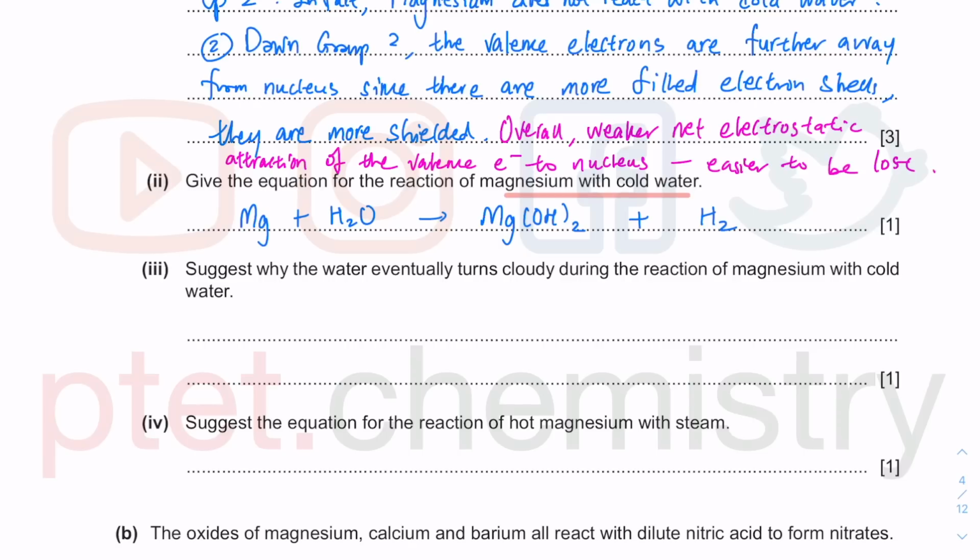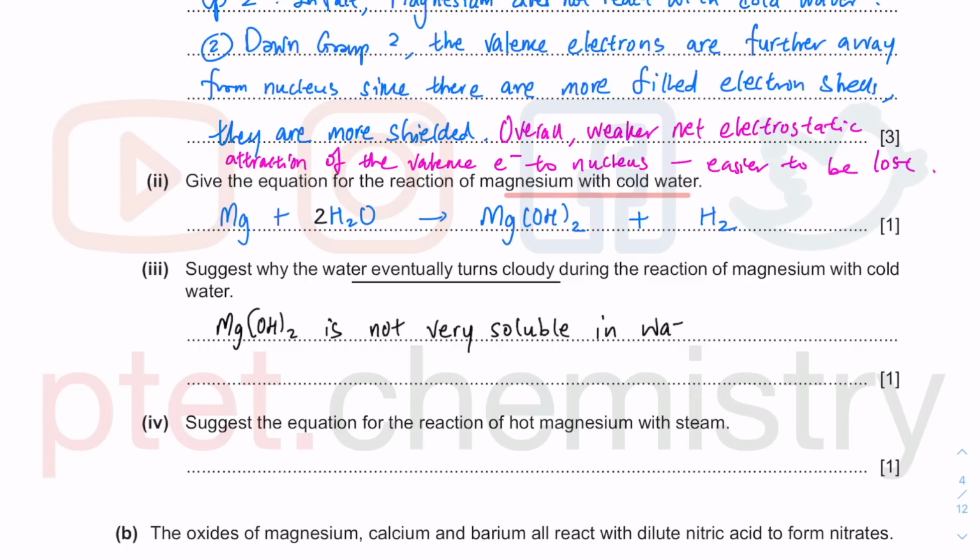We need to balance our equation no matter what. We balance this with 2H2O, that is 4 hydrogen: 2 hydrogen plus 2 hydrogen is 4 hydrogen, and 2 oxygen. So this equation is now balanced. This suggests why the water eventually turns cloudy during these reactions, because magnesium hydroxide is not very soluble in water. Group 2 hydroxides only increase in solubility going down group 2. Therefore, it will precipitate out in a large amount as you continuously produce it.